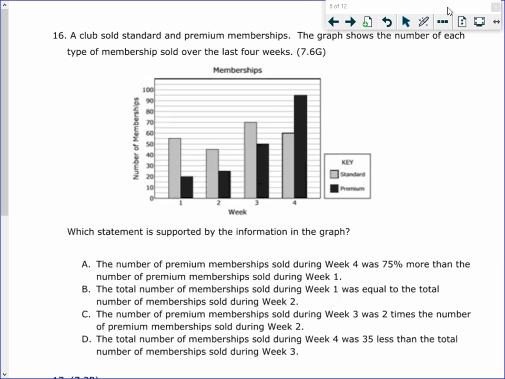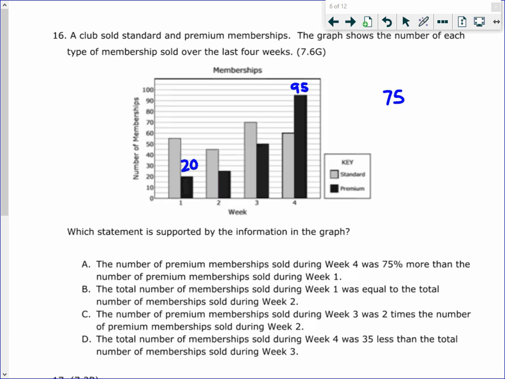All right, so the number of premium memberships sold during week 4 was 75% more than the number of premium memberships sold during week 1. Well, let's see. Week 4 we have 95, and week 1 we have 20. So it looks like there's a difference of 75. Not necessarily 75%, but 75 more.